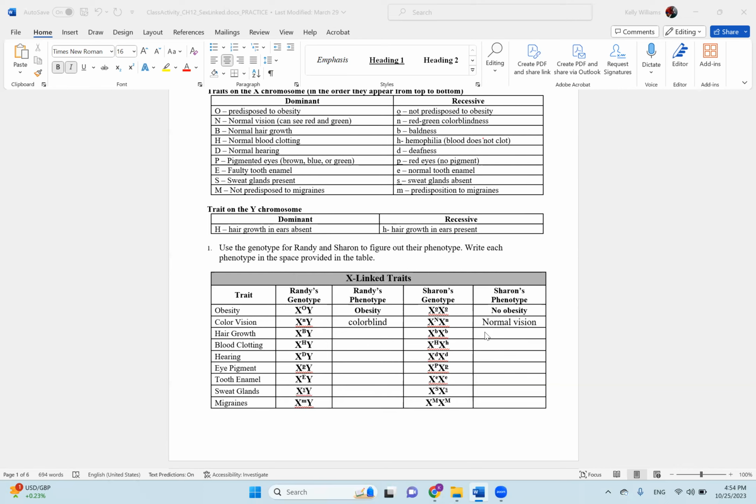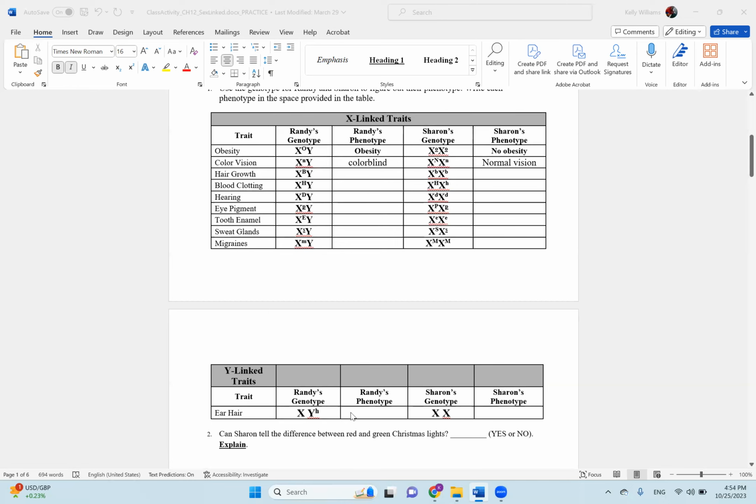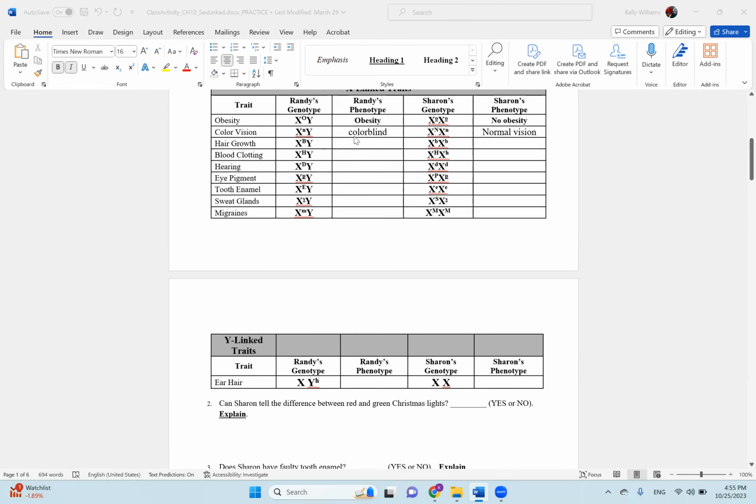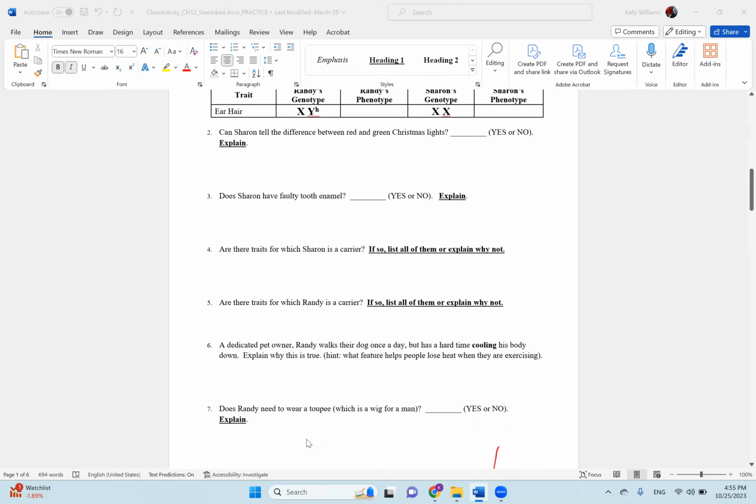So you're going to fill in the rest of these on your sheet before you turn it in. And again, there is only one that relates to the Y chromosome. So this one is only for dad, right? So Sharon's genotype, XX, a female, she would be unaffected by this, okay? Then you're going to answer some questions like, can Sharon tell the difference between red and green Christmas lights? So you're going to go up and say, okay, is she colorblind or is she not colorblind? And you're going to answer the question and then explain it, okay? There are a couple questions here I want to discuss, like, are there traits for which Sharon is a carrier?